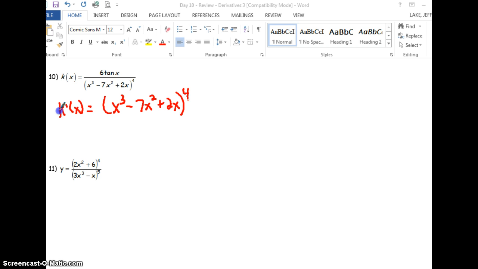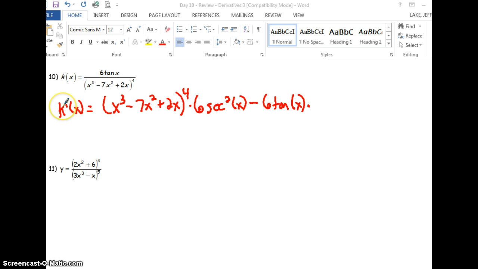Whenever there's a number in front of the trig function, rewrite it. Derivative of tangent just comes out to be secant squared of x. That's 6 secant squared of x. That's the derivative of the top. Now it's going to be minus, and we're going to rewrite the top, 6 tangent of x, times the derivative of the bottom.